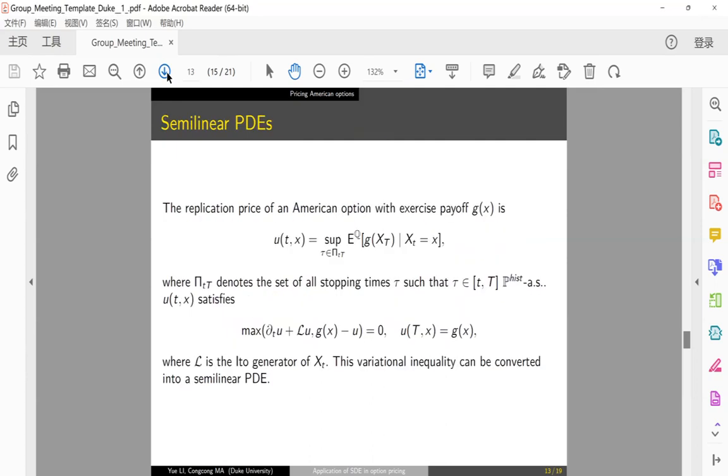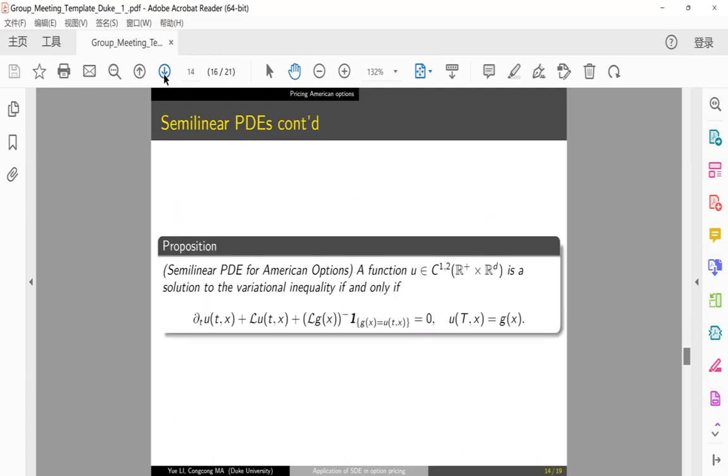The replication of the price of an American option with exercise payoff G can be expressed by this equation, where the set of all stopping times tau belonging to [t, T] is considered, almost surely. And this solution satisfies this equation, where L is the Ito generator of X, with this boundary condition. This variational inequality can be converted into a similar linear PDE, which I discuss below. The function U belonging to C^{1,2} is a solution to this variational inequality if and only if this holds.